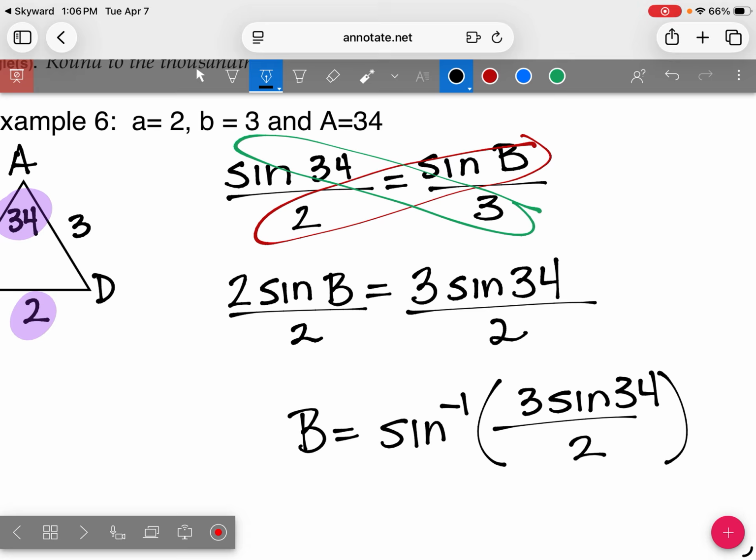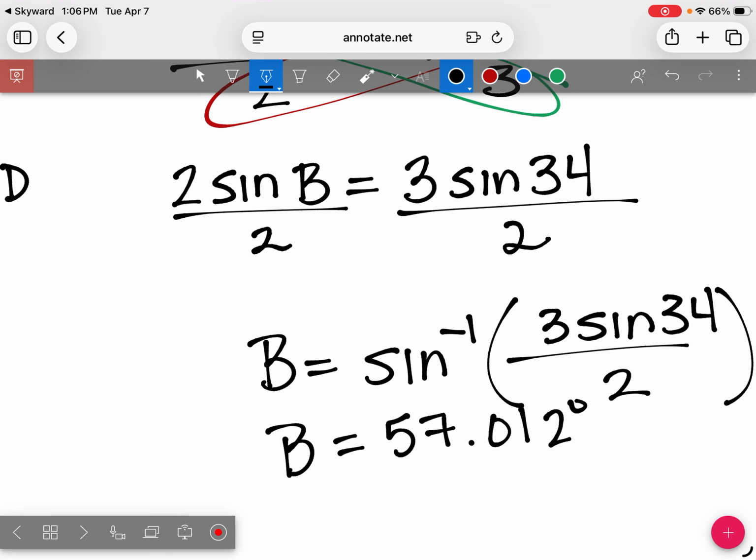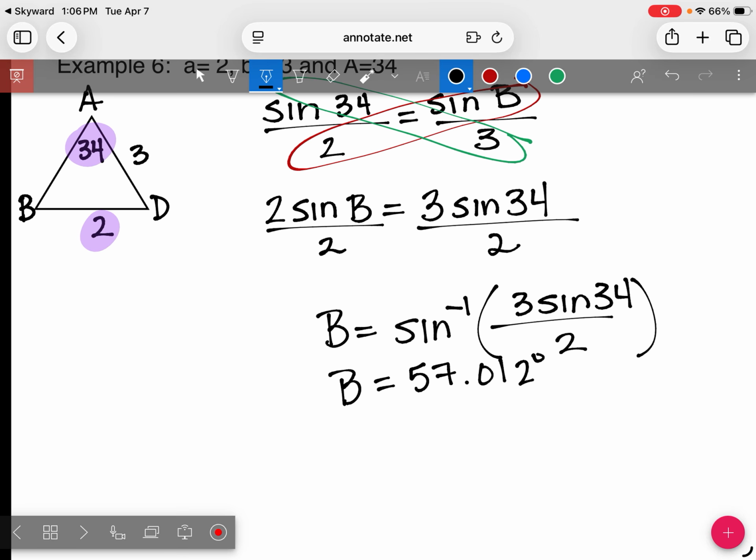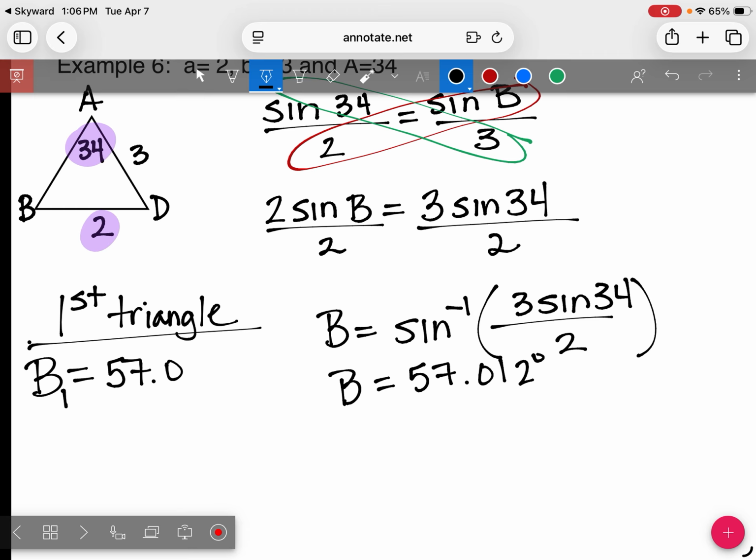So I got 57.012. Anybody else get that? So what that tells me is I at least have one. I could have two, but I definitely have one. So let's finish solving the first triangle. So first triangle, we know that angle B, I'm going to call it B1, is 57.012. How do I find angle D?